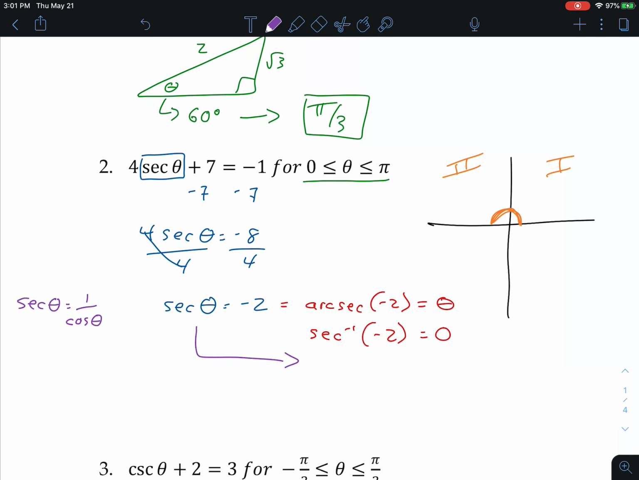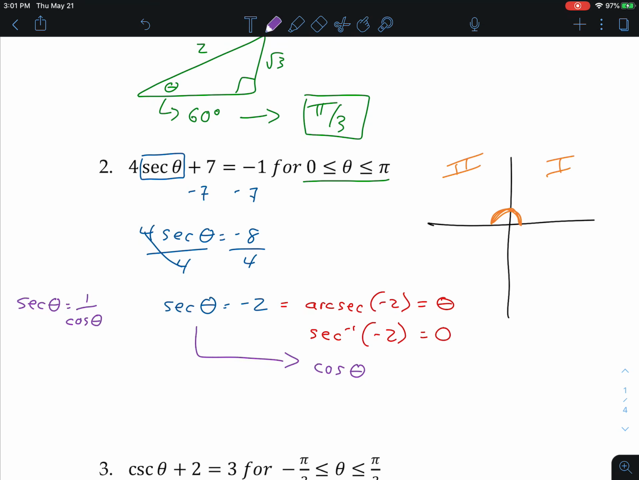Technically, I could also view this as, well, what's the reciprocal of secant? That would be cosine, right? So 1 over secant is cosine, just like secant is 1 over cosine. If I do that, I want to view this as cosine.